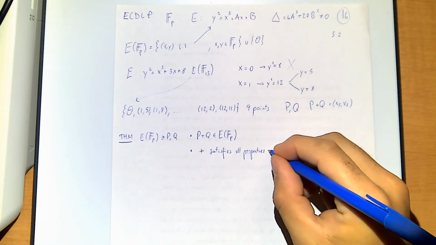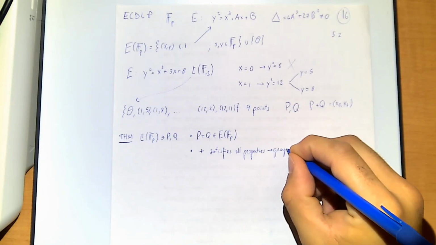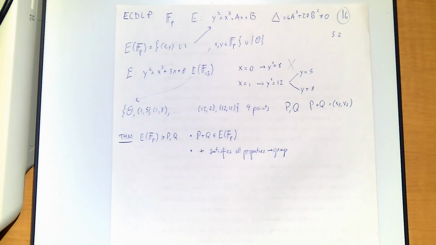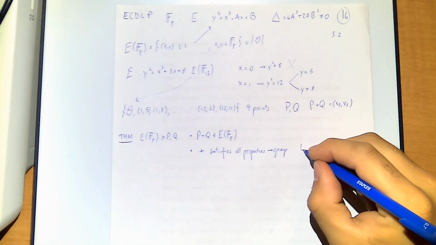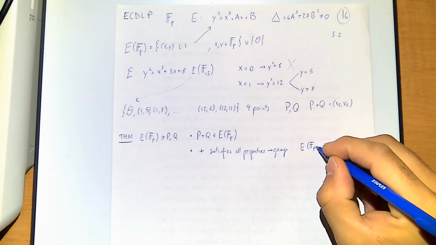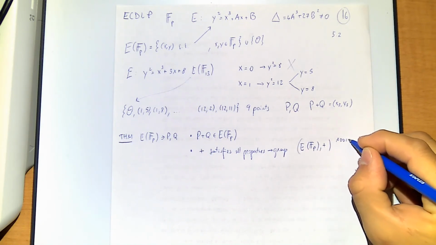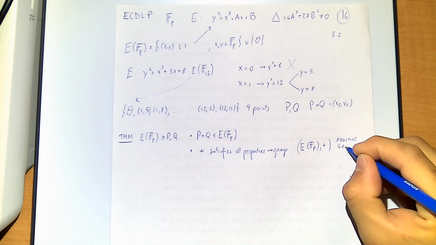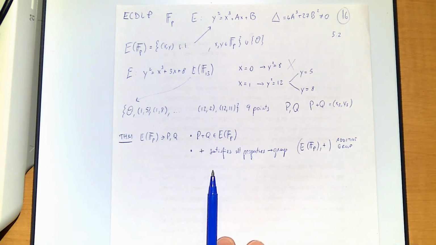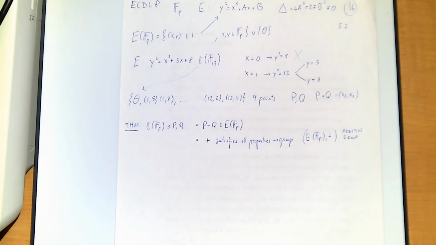So these are the properties of a group. Okay, so this makes E of Fp with plus an additive group. Okay, because it's closed under addition and it satisfies the existence of an inverse and so on. Okay, this is great. So we're not going to prove this, but we can certainly make use of it.